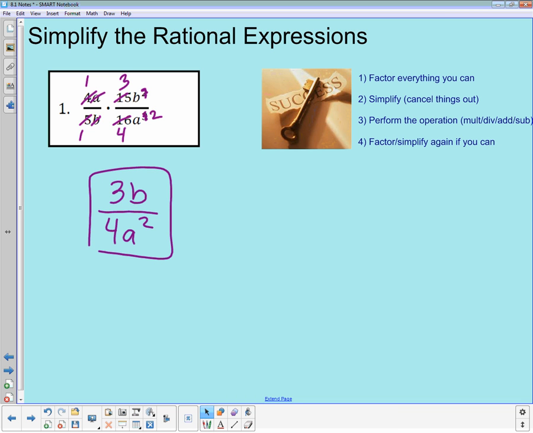So that is my simplified expression there. There's nothing else I can do to reduce that. 3/4 is already reduced, and that's my answer. Let's take a look at number 2.